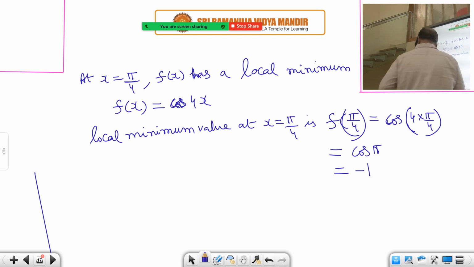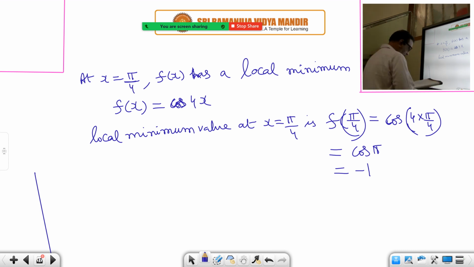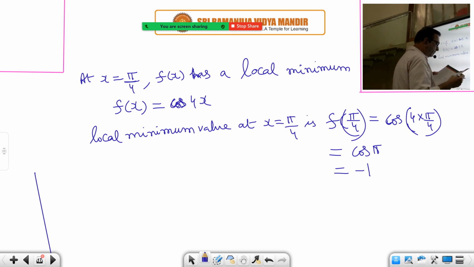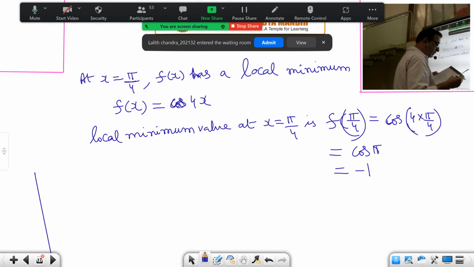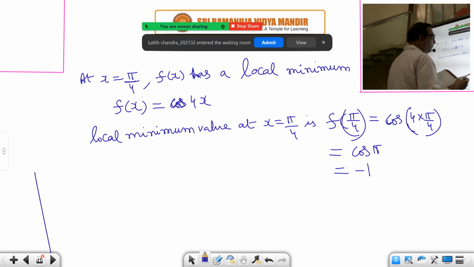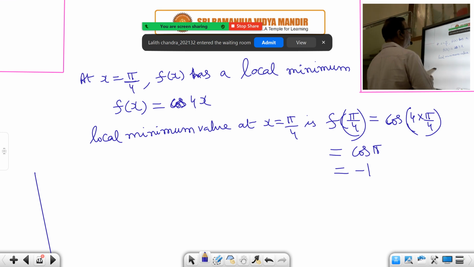Minus 1. So that is the minimum value, the local minimum value. Okay, the textbook also has given it correctly. f of pi by 4 is minus 1, that is the local minimum value.